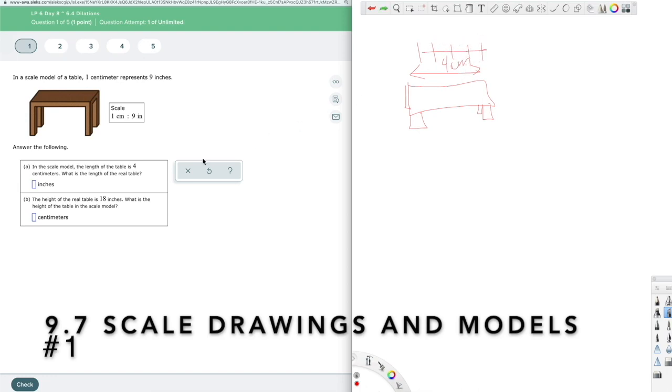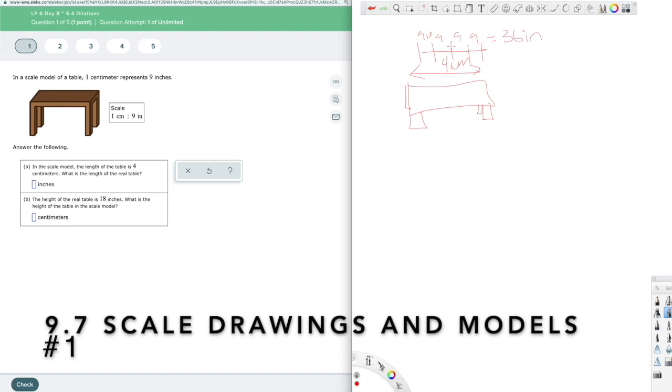Each centimeter represents 9 inches. So each one of these is actually 9 inches in the real world. So I could use something like this to convert these. I can say, well, 9 times 4, that's going to get me 36 inches. Instead of 4 centimeters, it's 36.